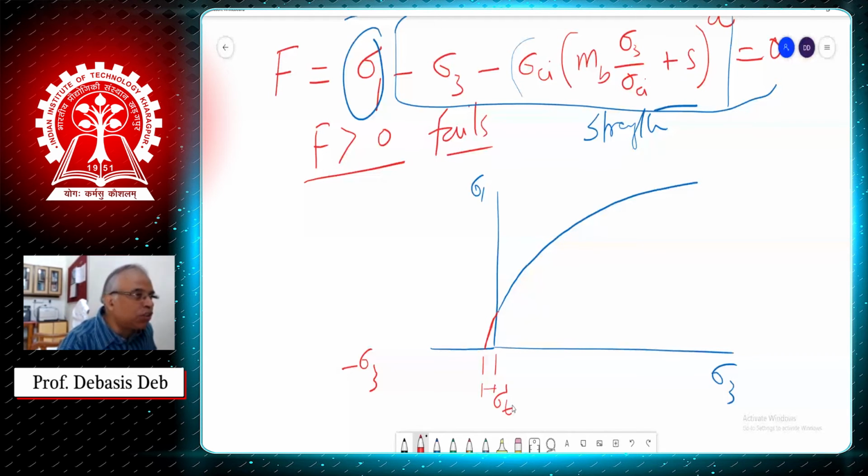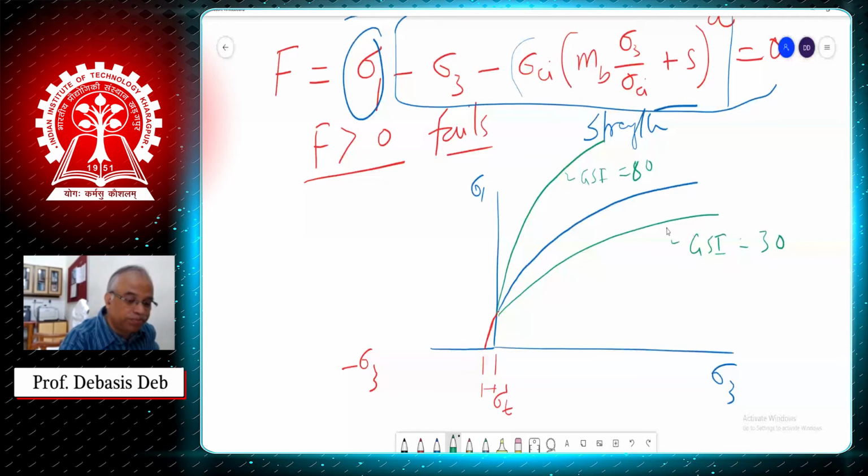Now it will also depend on the RMR or GSI. This is for low GSI, and for higher GSI it will be this. If this is GSI equals 80, this may be GSI equals 30 or so. So it will be on the lower side. So the curve is like this.